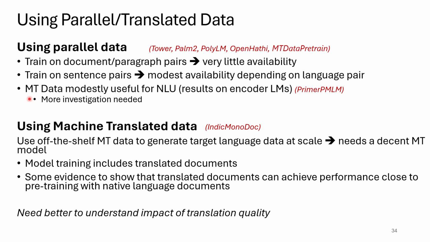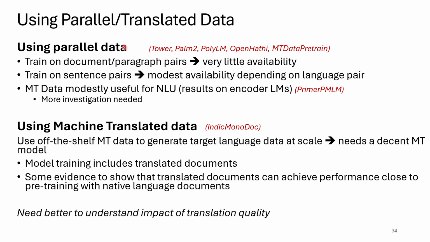What has been shown in the past is that if you incorporate this kind of MT data with different kinds of objectives with encoder LLMs, they do improve translation capability, of course, but NLU capabilities only to a certain extent. Most of the gains are on retrieval tasks, cross-lingual retrieval tasks, but classification and other tasks show limited improvement. But I think this is an area that needs more investigation, more research to see how we can effectively use parallel data to improve cross-lingual transfer.